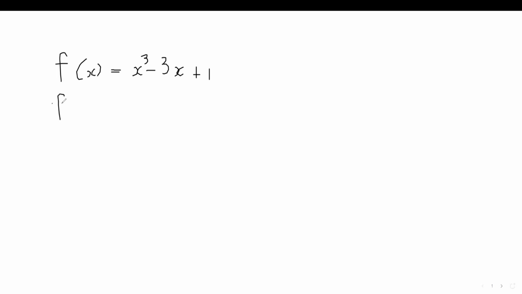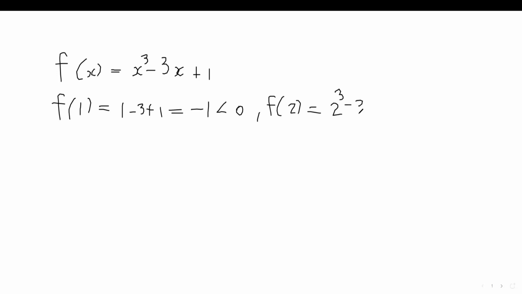So first thing we need to do is find f of 1. F of 1 is going to be 1 minus 3 times 1, which is 3, plus 1. That's 2 minus 3, which is negative 1, which is less than 0. Then now we need to find f of 2. So f of 2 is equal to 2 cubed, which is 8, minus 3 times 2, which is 6. 8 minus 6 is 2, plus 1 is 3, which is greater than 0.